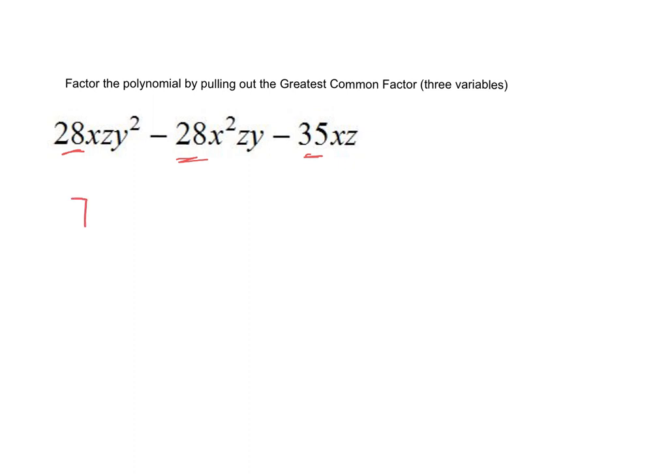Then I'm going to look at my variables. So I see that I have the variable x, and I have at least one x in all 3 terms. And then I see the variable z, and I have at least one z in all 3 terms. The variable y, even though it's common to 2 terms, I do not have any y on the last term, so that can't be a great common factor. So I have at least one x and a z.